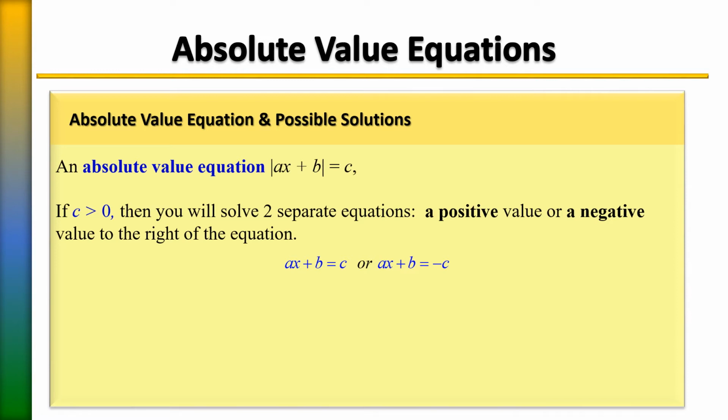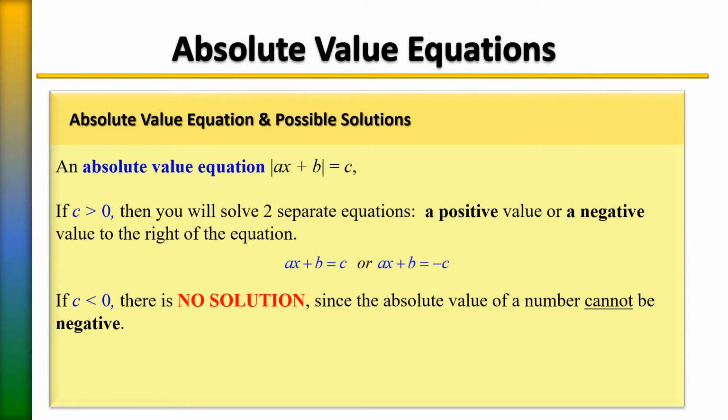Now, if that number over to the right, c, is less than 0, meaning a negative number, then there's no solution, because recall, the absolute value of a number cannot be negative, only a positive value. And if c, the value on the right side, is 0, then the absolute value expression will equal 0.